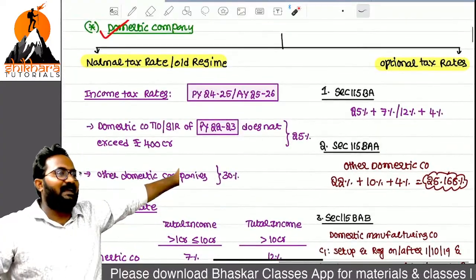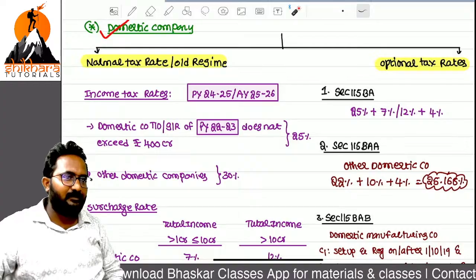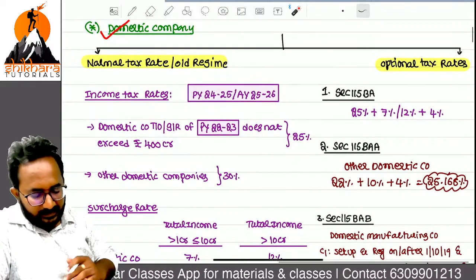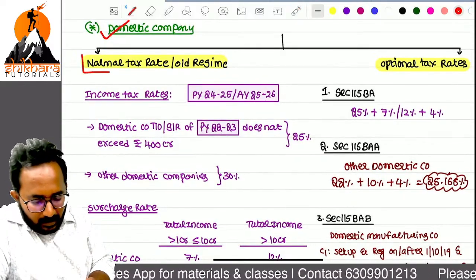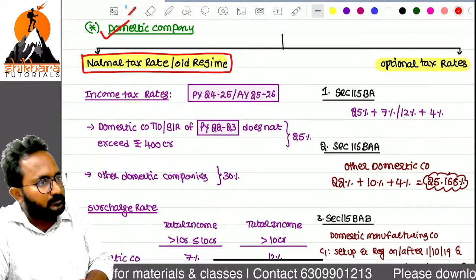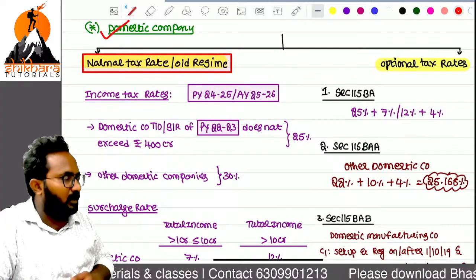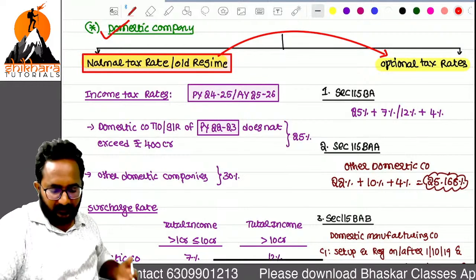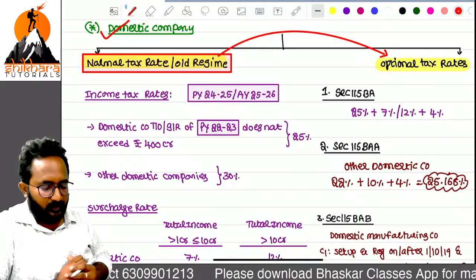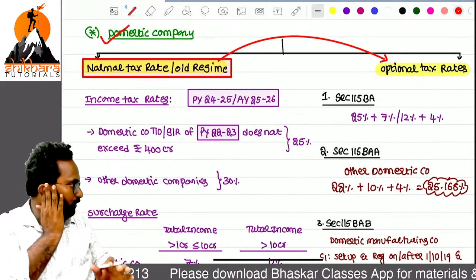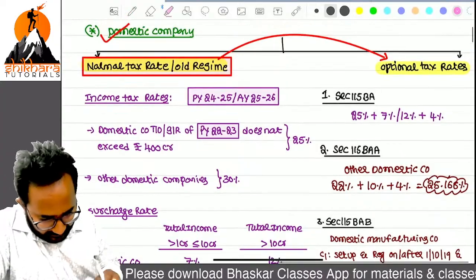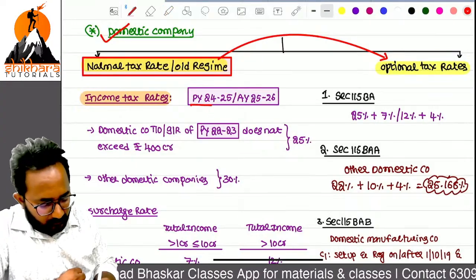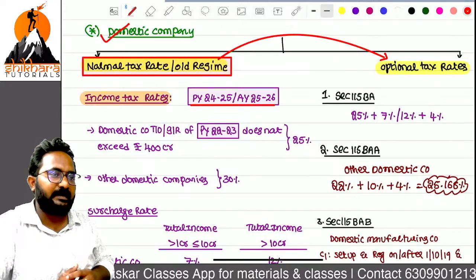For a domestic company, again they have given two regimes. Again how many regimes? Two regimes. Now I will tell you, listen carefully. The normal or old regime. Sir, I don't want to follow the normal or old regime. Can I follow the optional one? Yes, you can follow the optional one. First we will discuss the normal or old regime. Very important, listen carefully. For a domestic company, what are the income tax rates? Now I want to know the tax rates for which years? Previous year 24-25, assessment year 25-26.